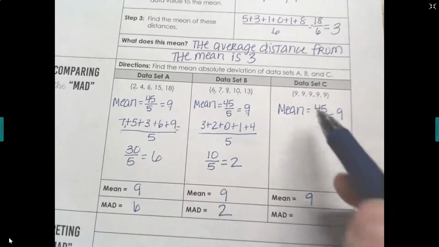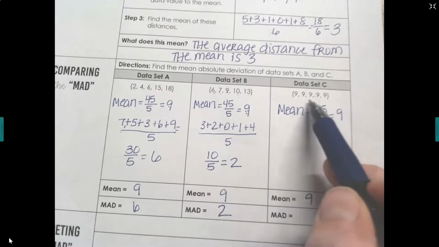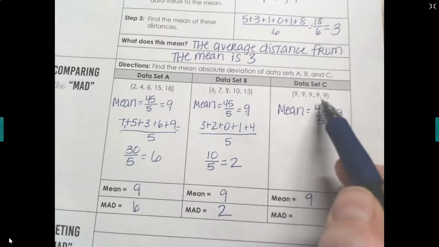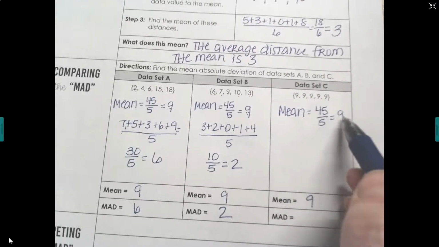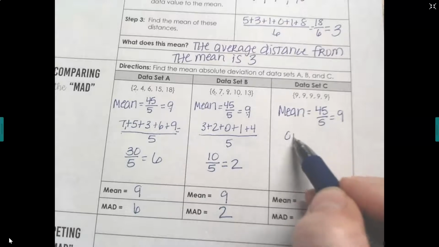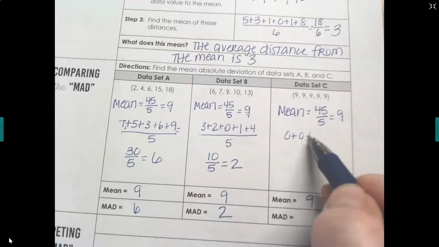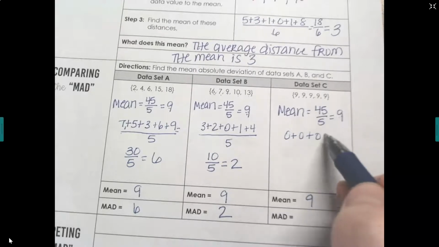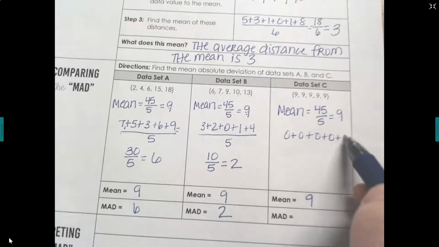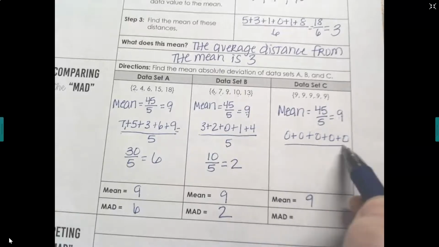But do you think this is going to have a lot of distance? Because they're all the same number. So let's look. 9 is 0 away from 9. 9 is 0 away from 9, and so on for each of the five numbers.